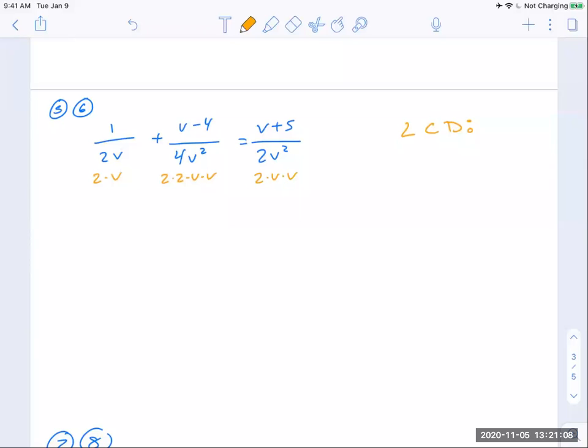Okay, I see a 2 and a V. So I have a 2 and a V, 2 and a V, 2 and a V. The reason why it's 2VV is because I have a 4V squared. V squared means V times V, 4 means 2 times 2. Seeing how everything else is in 2s, breaking your 4 down to 2s will make it easier to understand, especially with the reducing part later on.